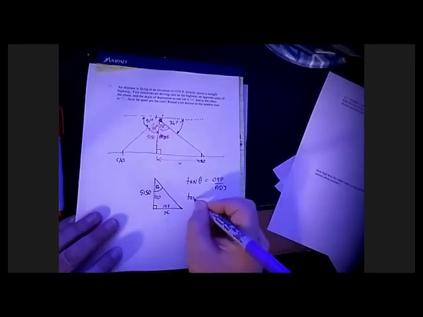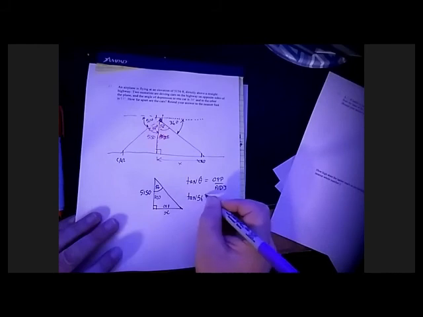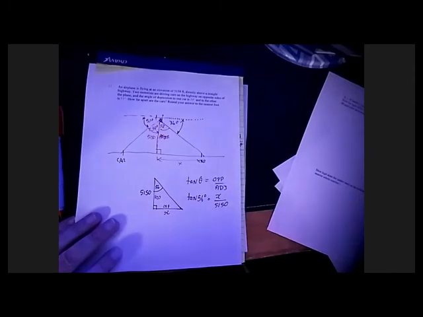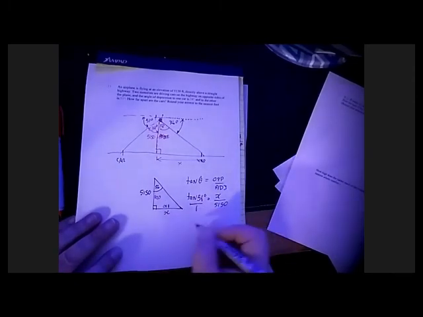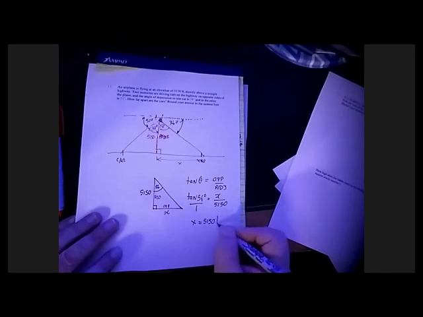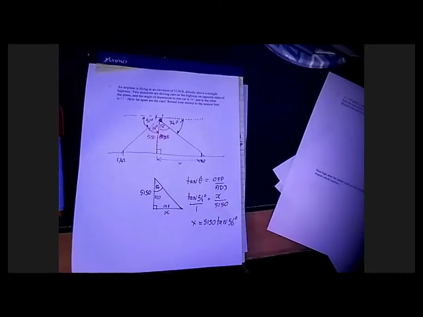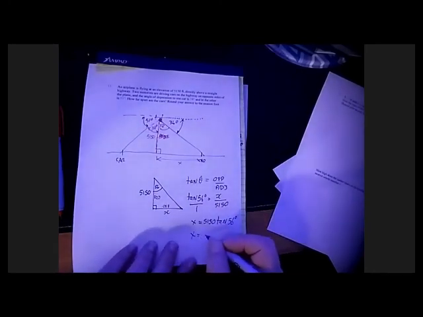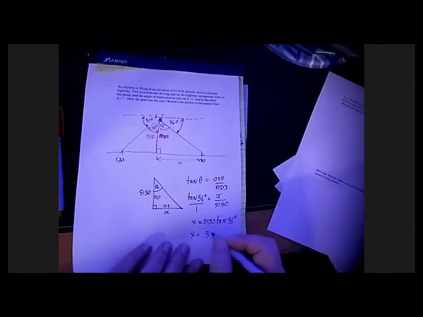So the tan of 56 degrees is X over 5,150. And if I do a little cross multiply, we get that one, right? And I have no idea what that is, but we're running short of time. So can we pretend it's 32?